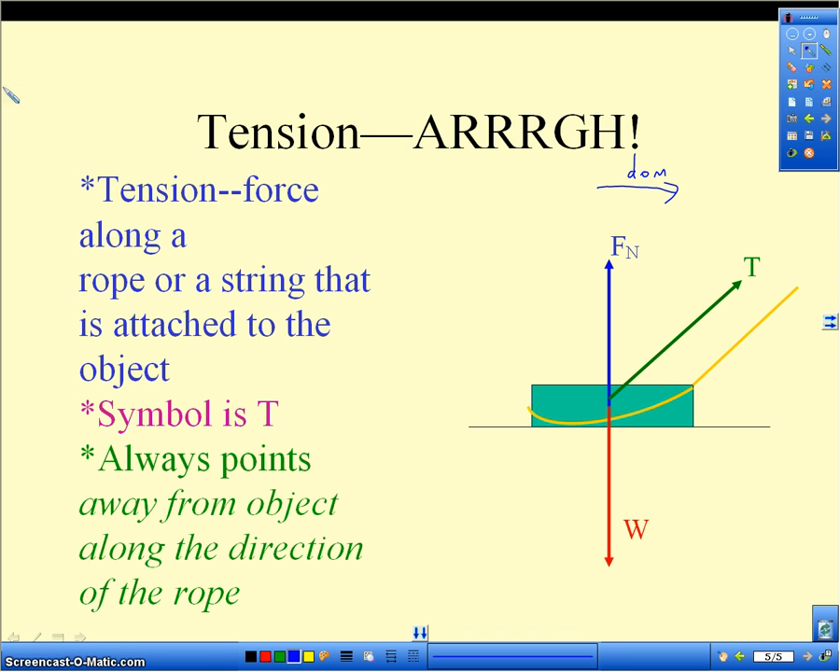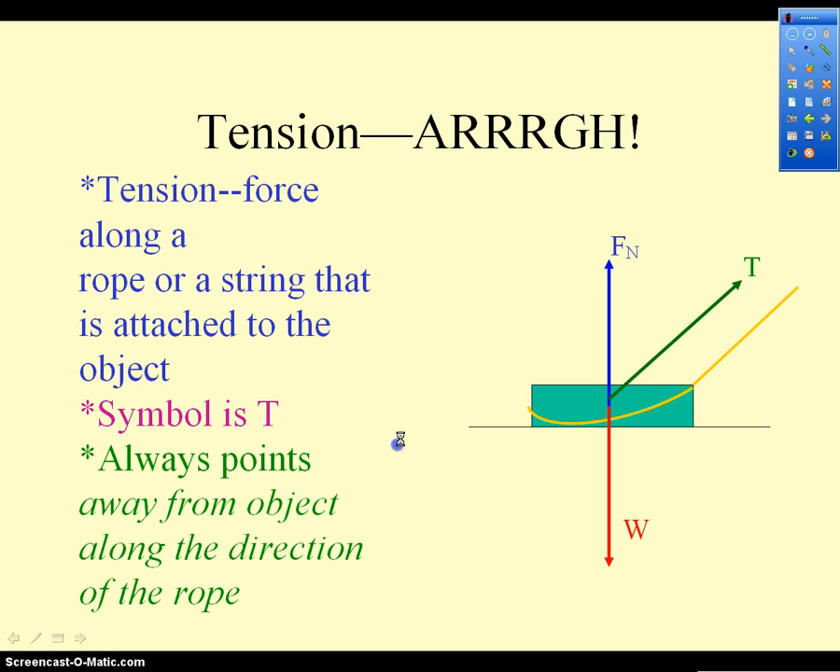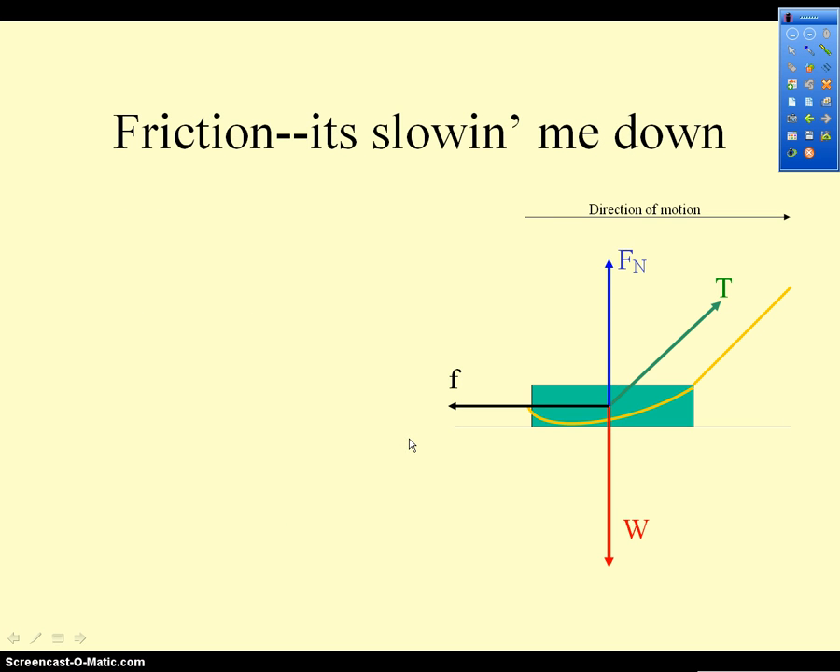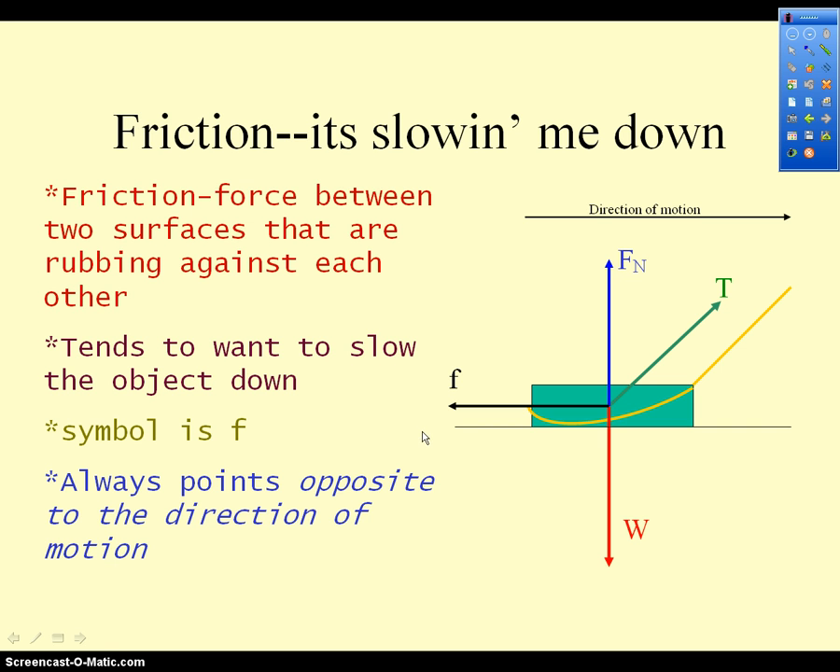So those are tensions, only if there's a rope or a string. The next force is friction. Friction is another one that is dependent on whether or not the surface is rough. If it's a smooth, frictionless surface, then you don't draw friction. But if it's a rough surface, then you're going to end up drawing that. Friction is a force that happens when two surfaces rub up against each other. And it's always going to want to slow the object down, so it's always going to point opposite the direction the object's trying to move.